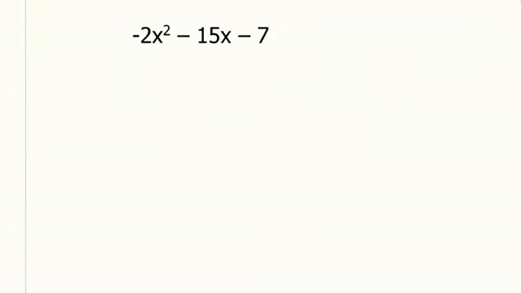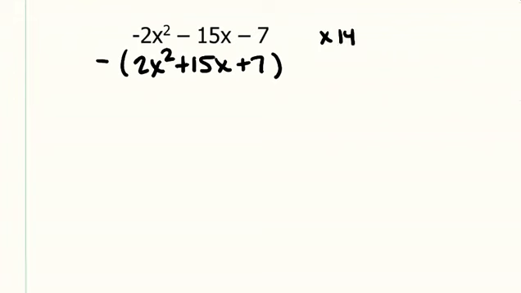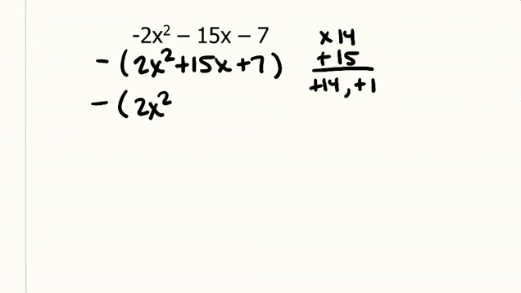The last one I'm going to do today is this one, where we've got all three things with a negative. I'm much better at factoring things with a positive leading coefficient, so I'm just going to factor out the negative right at the beginning. Then I multiply a and c, so I'm looking for two numbers that multiply to 14 and add to 15. That's going to be 14 and 1. So that's the negative of 2x squared plus x plus 14x plus 7.